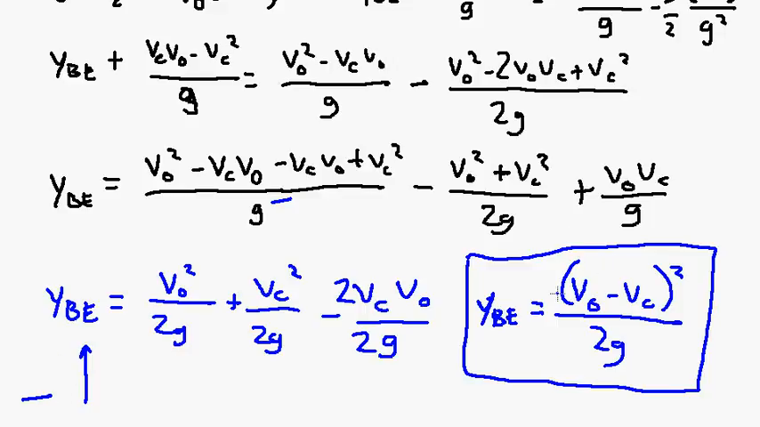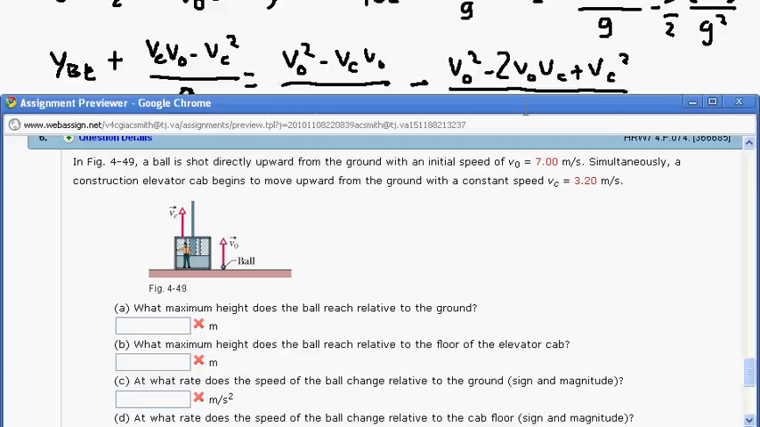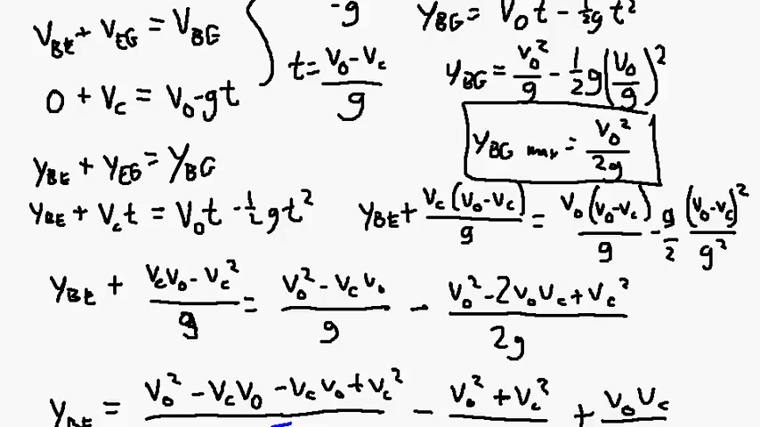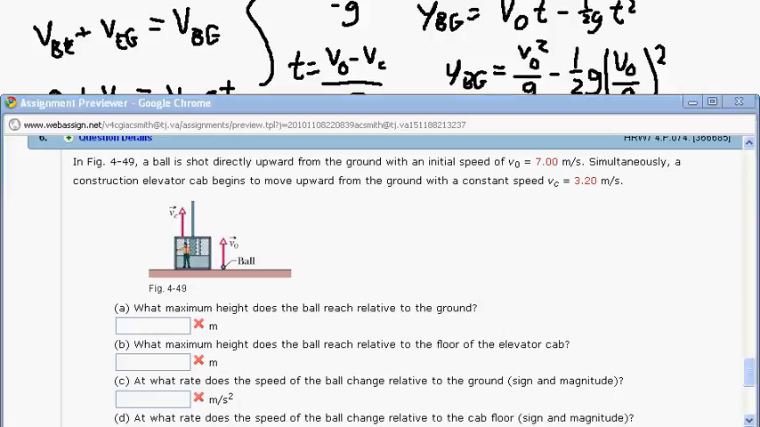But there you go. There's your answer, and you just plug in the numbers. Maximum height relative to the ground was v_0 squared over 2g. So v_0 squared, 49 divided by 2 divided by 9.8 equals, so that's going to be 2.5 meters.